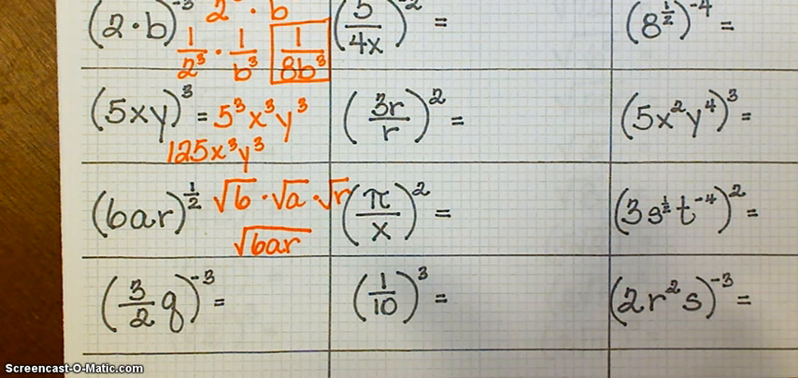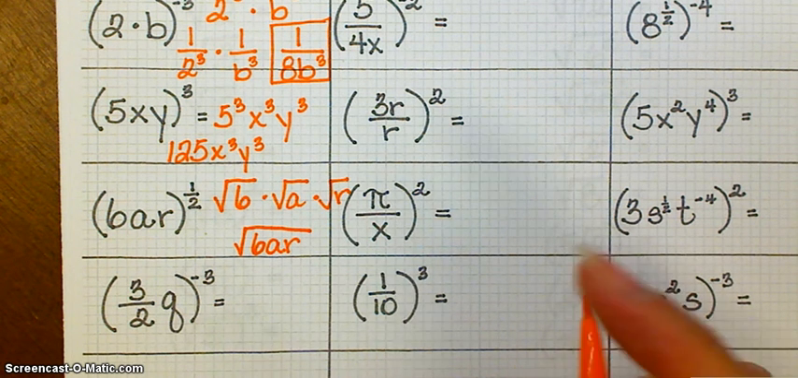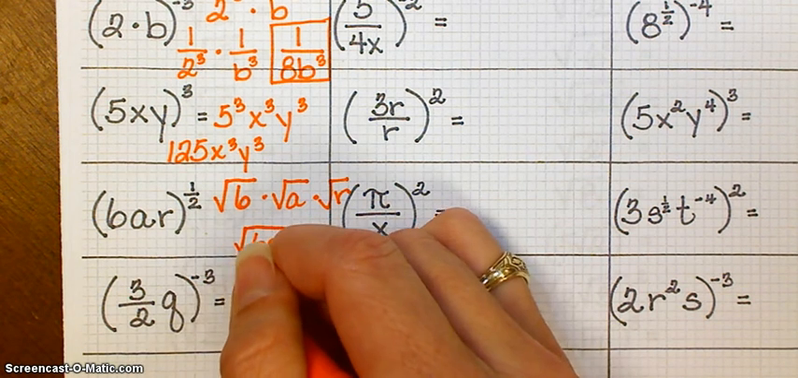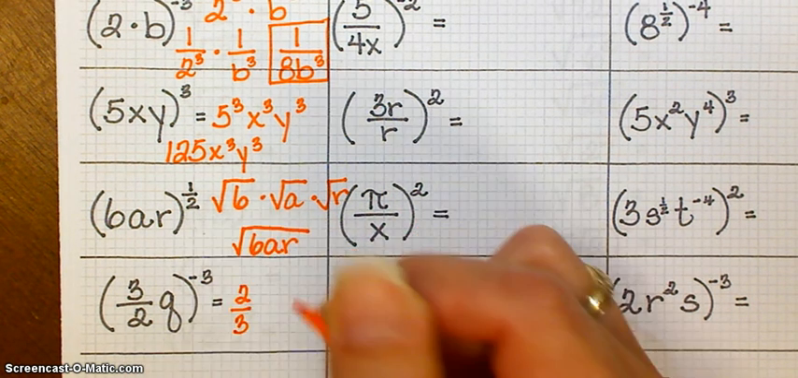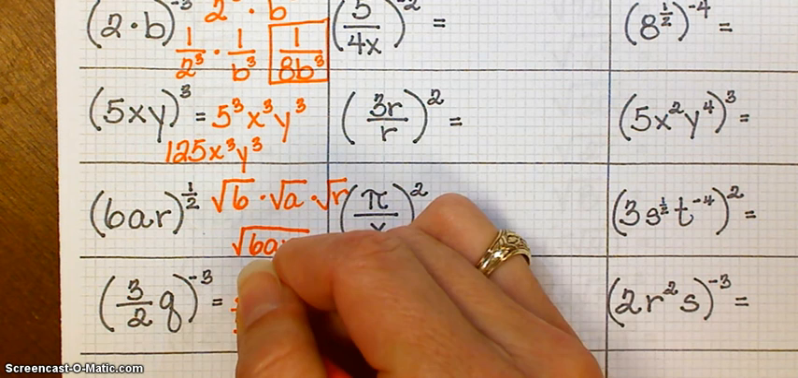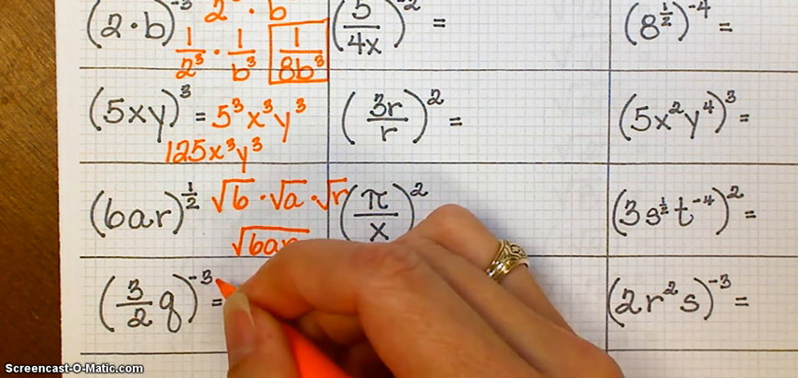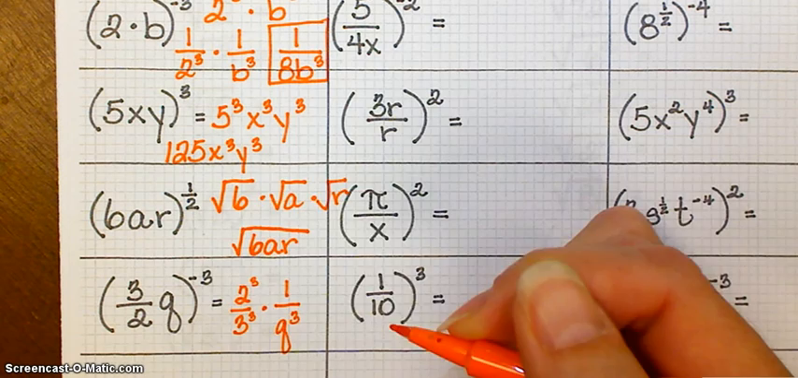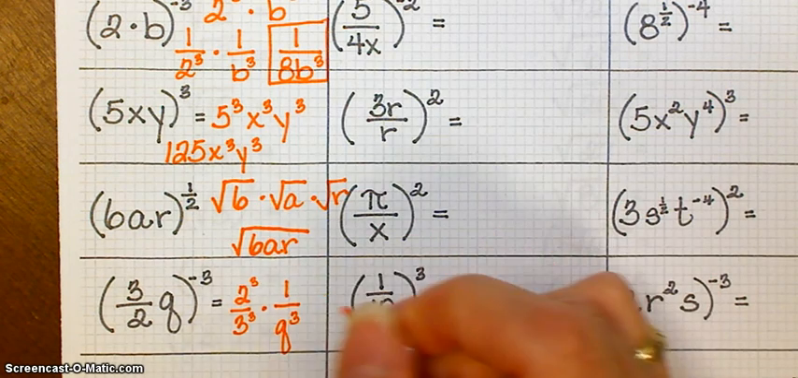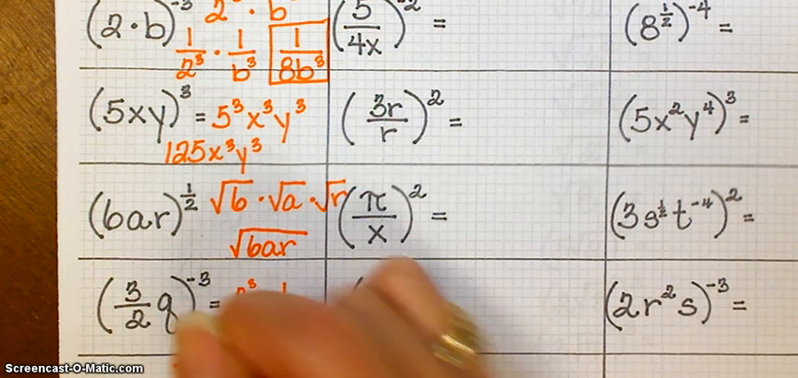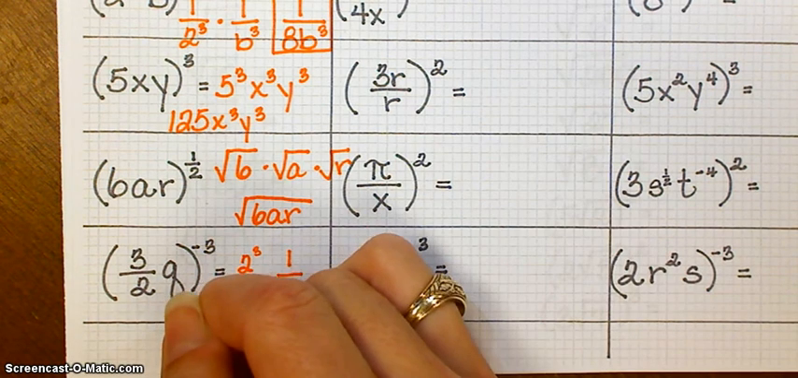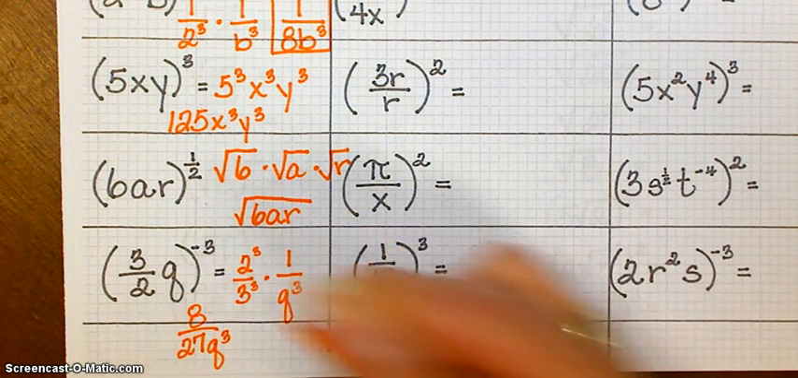Okay, last one, 3 over 2 times q raised to the negative third power. The negative third tells me to flip, so this becomes 2 over 3, each one to the third this time. Q to the negative third is 1 over q to the positive 3. So on top we have 2 to the third, which is 8. And on the bottom, 3 to the third is 27. And then you just have to leave the q to the third.